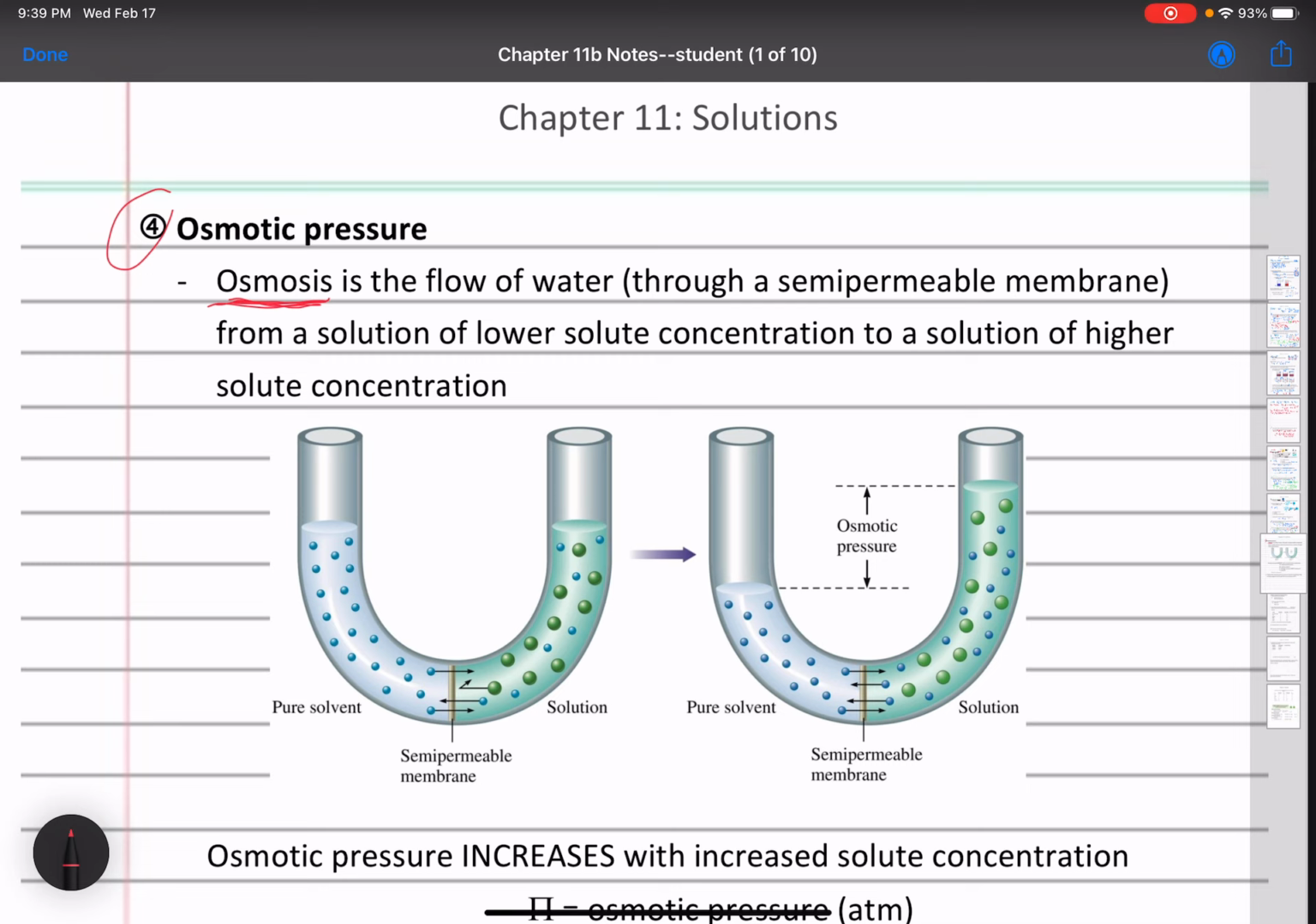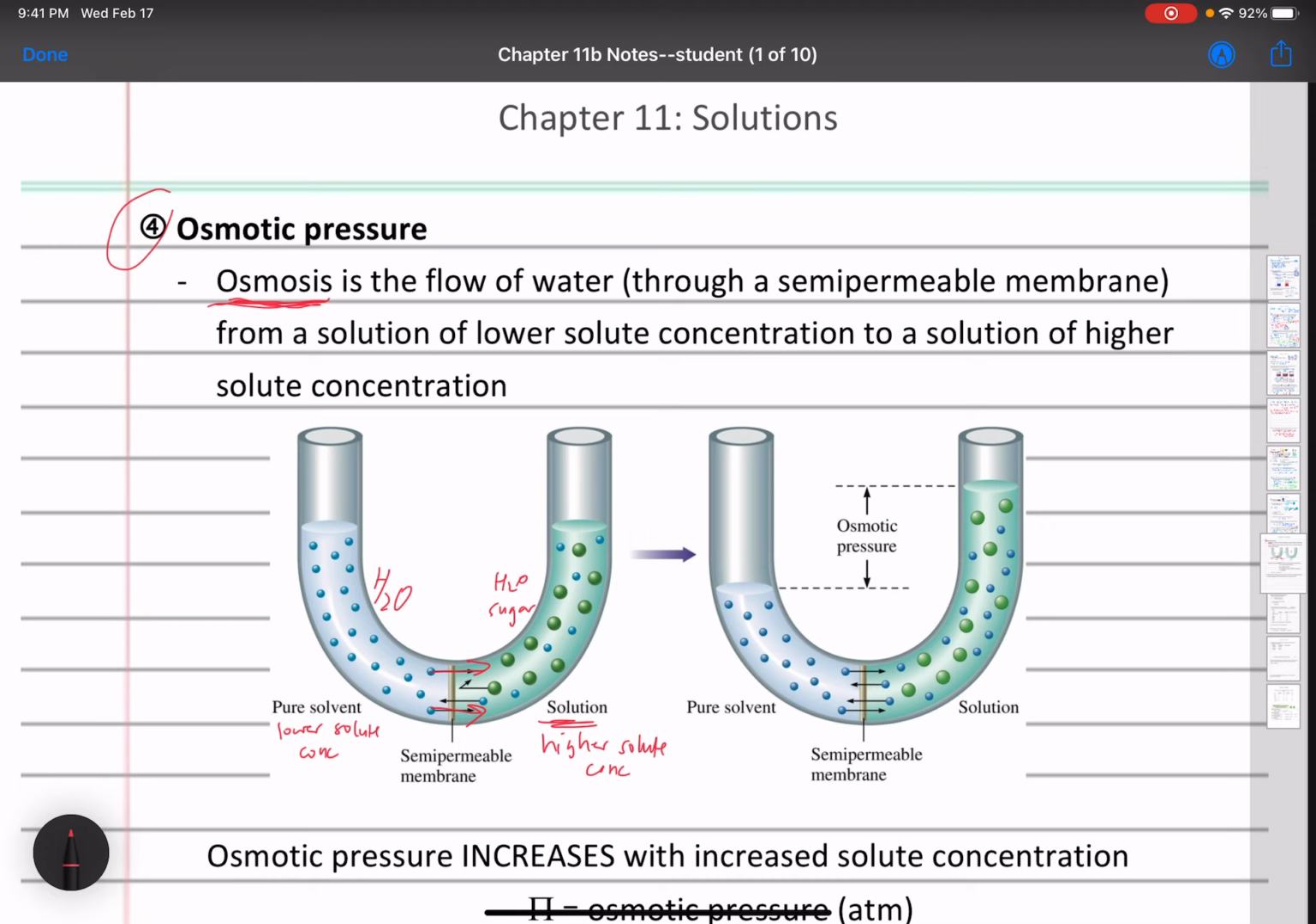So if we look at these two solutions in this U tube here, there is water over here, and here is water plus, let's say, sugar. Those green balls are sugar molecules. The solution on the right has the higher solute concentration, and the one on the left has the lower solute concentration. But if we look at the amount of water in each, the pure solvent has more water than the solution does. And so water diffuses from an area of high water to an area of lower water.